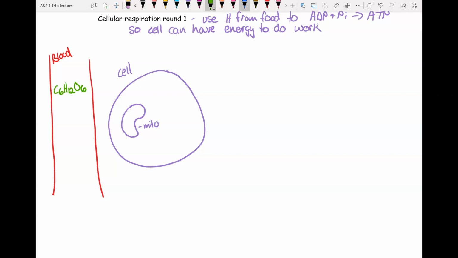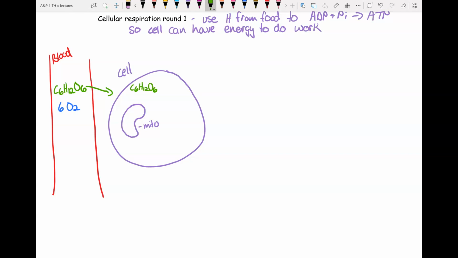You also have oxygen. We're going to put 6 oxygens here. So you're eating food, you're getting glucose, you're breathing, you're getting oxygen. These two things go to your cell. So your cell is going to take in the glucose. We're going to have glucose right here. It's going to go in the cytosol next to your mitochondria.